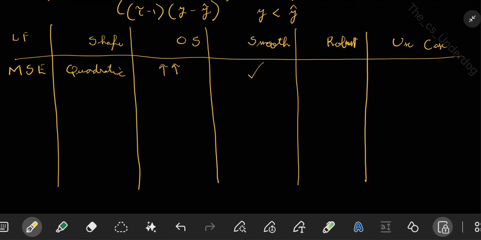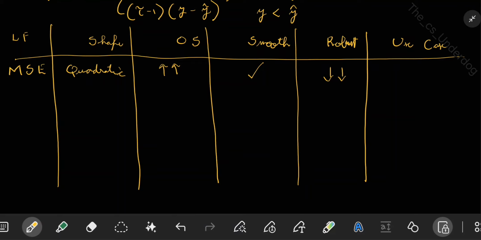What about robustness? Because outlier sensitivity is very high, that automatically means it is not a robust model. If you have any outliers, it would magnify that outlier and there won't be much robustness in the model. So I would put robustness as a dip. It's a low robust model.